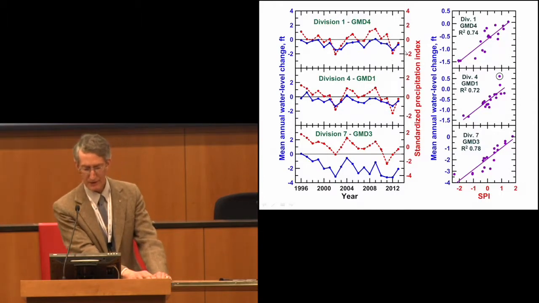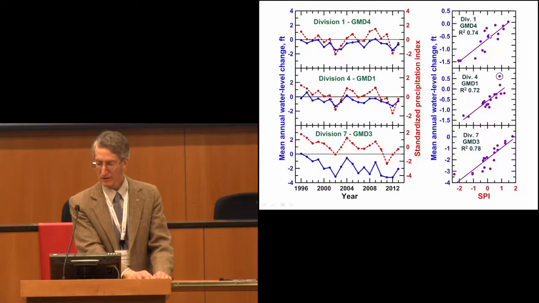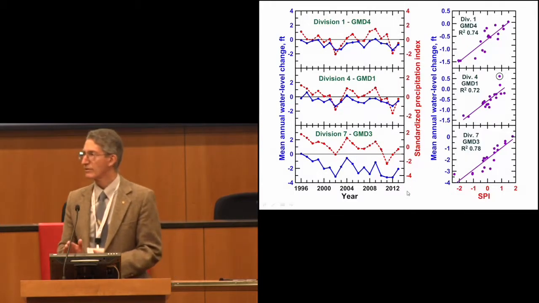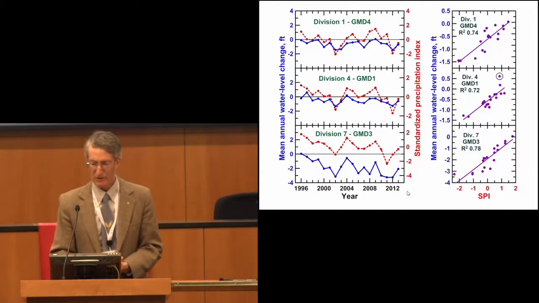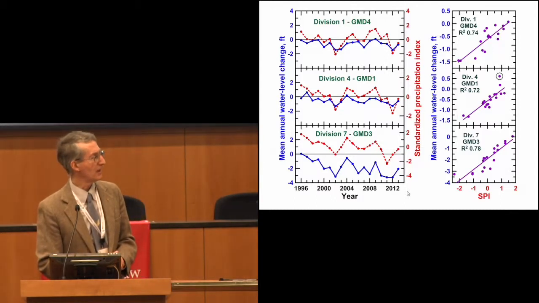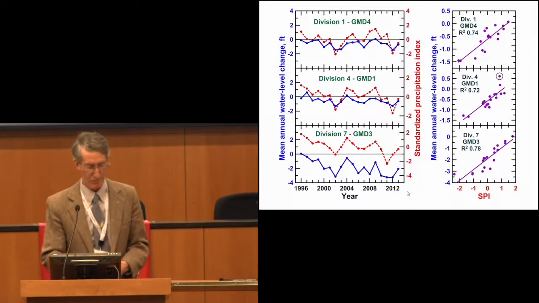Now, if you plot the data from each of these 3 graphs to produce these plots of water level change versus the Standardized Precipitation Index, you can see that you get a pretty good correlation. The R squared ranges from 0.72 to 0.78. So again, we can use the Standardized Precipitation Index in this case to explain between 70 and 80% of the variation in the annual water level changes.